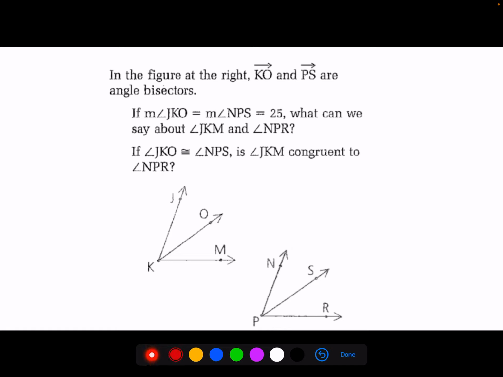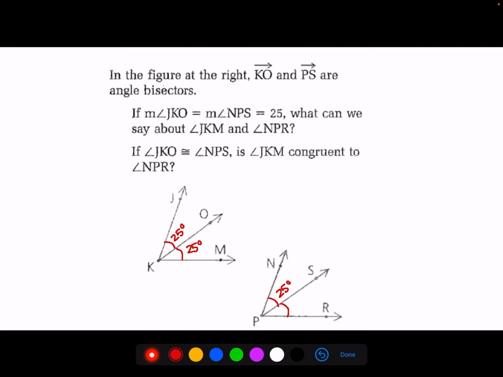If the measure of angle JKO is equal to the measure of NPS, and they're equal to 25 degrees, what can we say about angle JKM and angle NPR? Well, looking at this, if we have angle bisectors, we know a bisector cuts an angle into two sections. So each of these angles is being cut perfectly in two, so therefore they are congruent to each other as well. So all of these angles are 25 degrees.